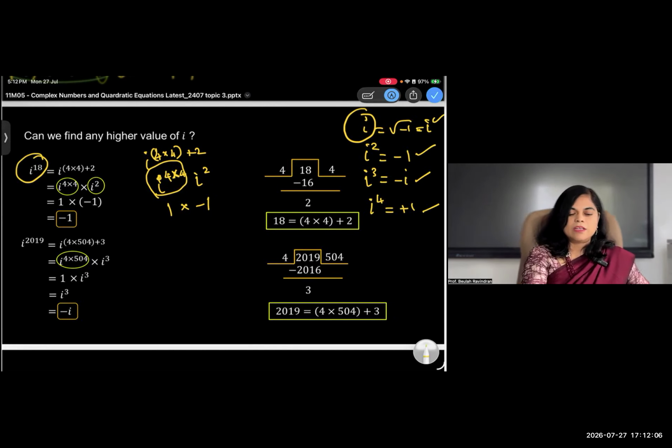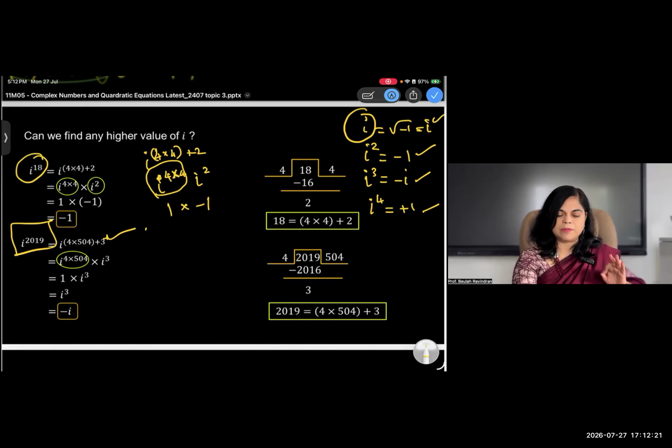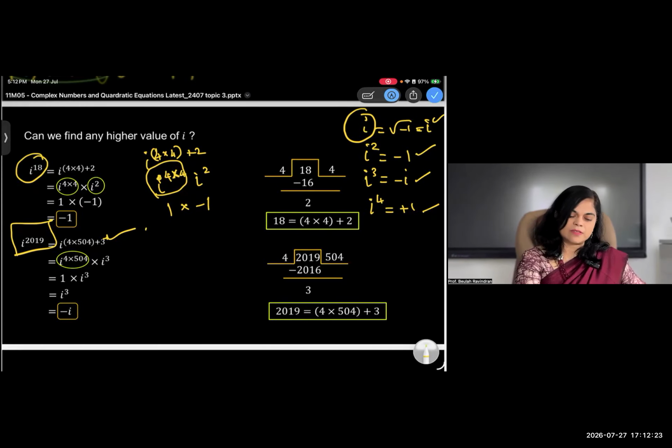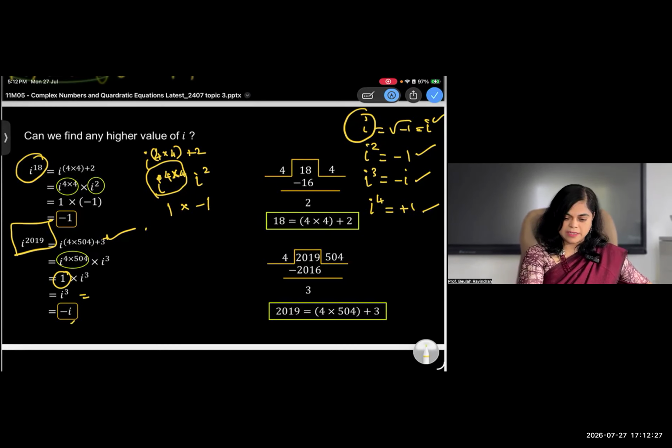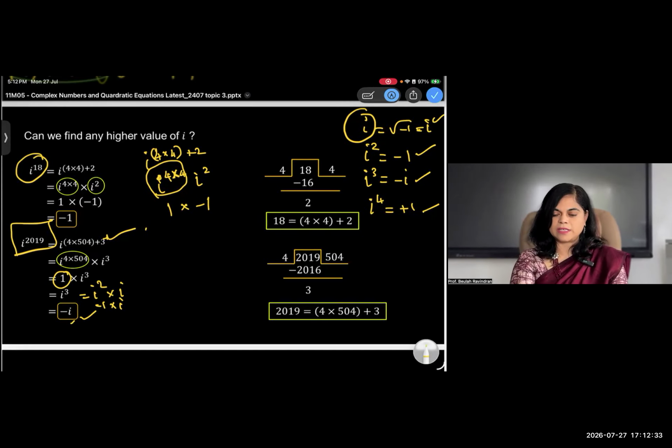Then if you are given i power 2019, you have to divide this by 4 and write the remainder here. And then you know i power 4n is equal to 1. Multiples of 4 you have to split out. Keep this in your mind and take this as 1, and then it will be i cubed. So i cubed can be written again as i squared into i. Minus 1 times i is equal to minus i.